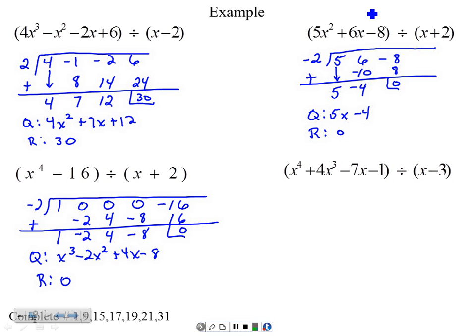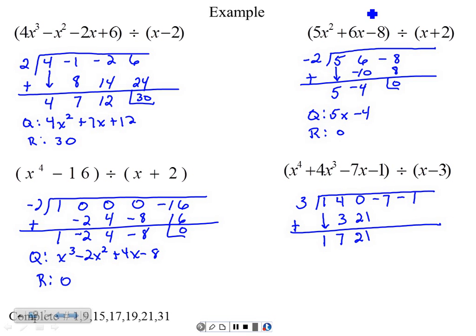Alright, last one. On the inside, we're going to have 1, 4, and we're missing the x squared term, so that's going to be 0, negative 7, negative 1, and we're going to take the opposite of negative 3, which is going to give us a positive 3. So we're going to take this 1 and drop it straight down. 3 times 1 is going to be 3. Add them together and we're going to get 7. 3 times 7 is going to be 21. Add them together and you're going to get 21. 3 times 21 is going to be 63.